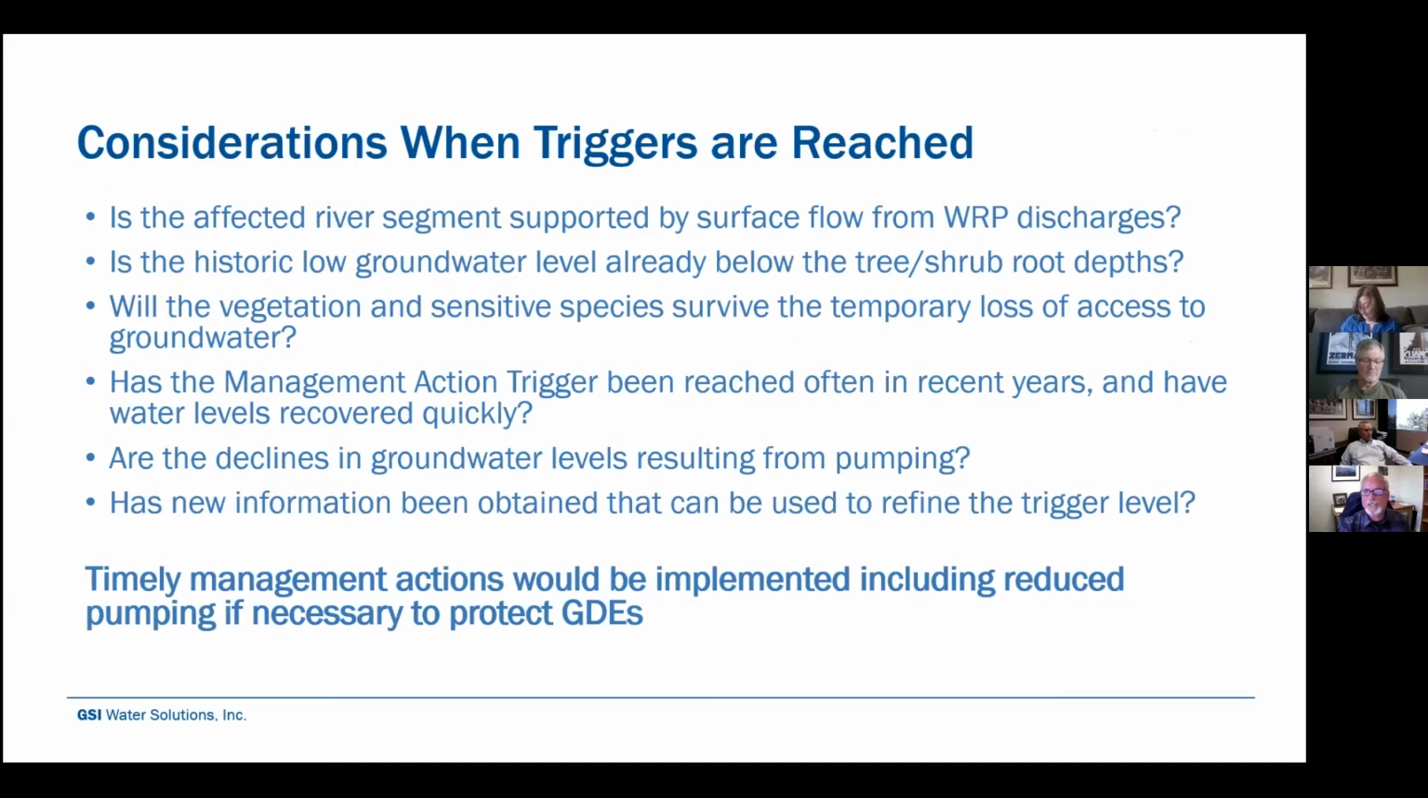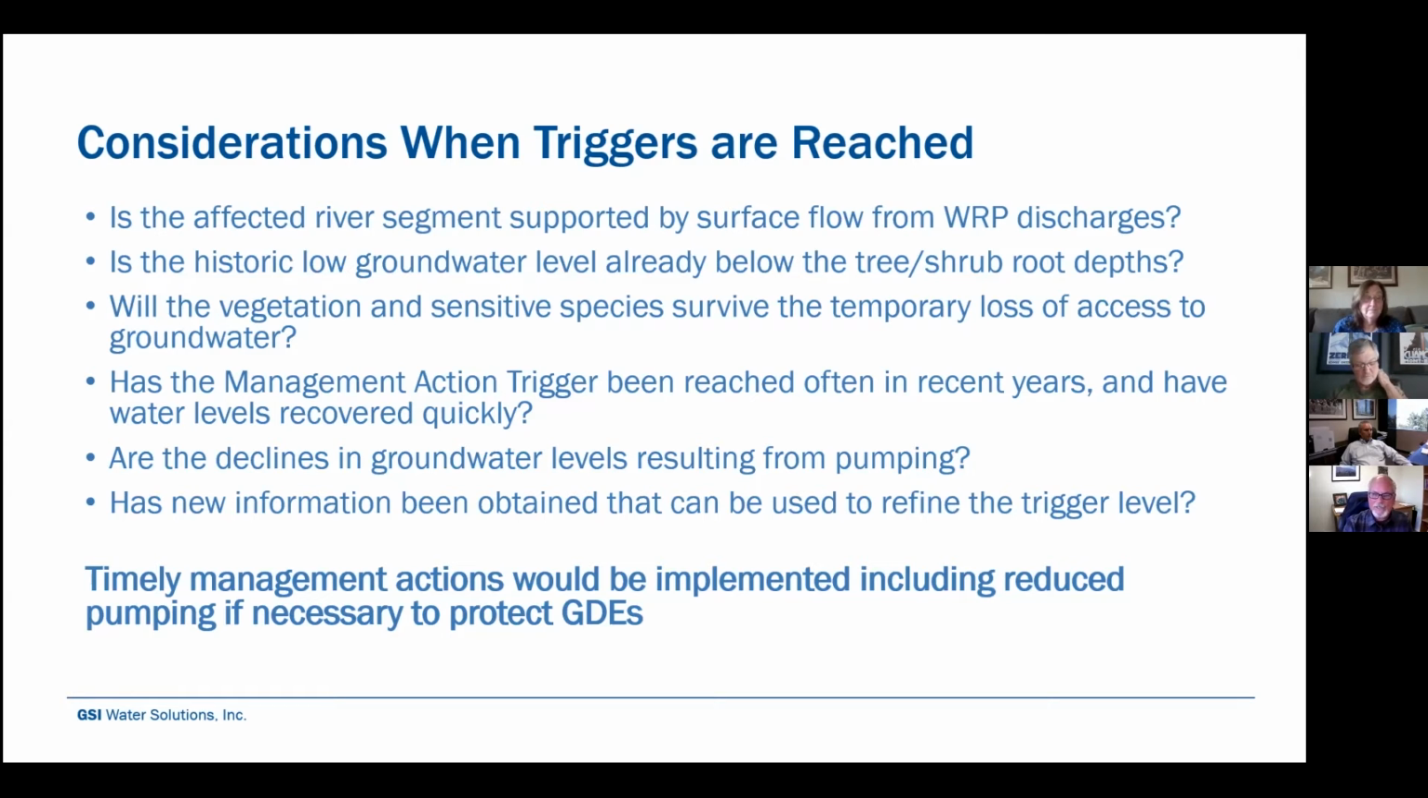So, considerations when triggers are reached. There are a number of questions that are going to have to be answered as part of this evaluation. Is that affected river segment supported by surface flow from other sources of water, such as water reclamation plant discharges? If there's already surface water flow there, then we're probably going to be less concerned about whether the groundwater levels are dropping, because the trees, the plants, the vegetation and habitat are going to be supported by the surface water flow.